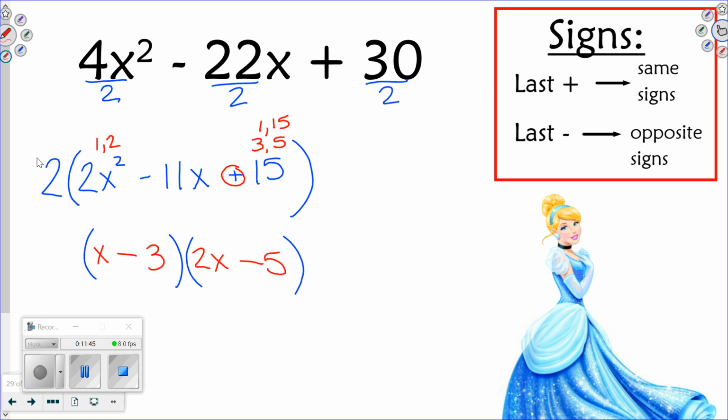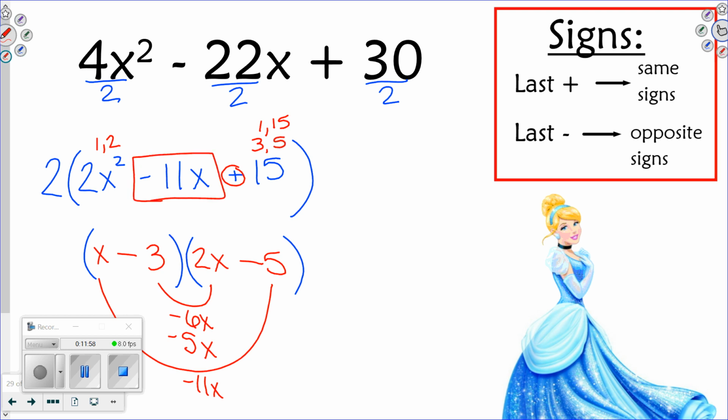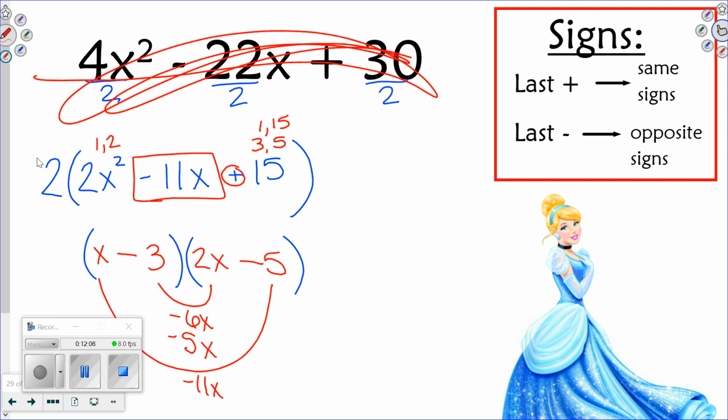All right, we're going to check. Inside gives me negative 6x. Outside gives me negative 5x. And that makes negative 11x. Did it give me what I wanted? Yes, guys, right here. If you need to, just cross that whole thing off so you don't accidentally look at it again. Okay?